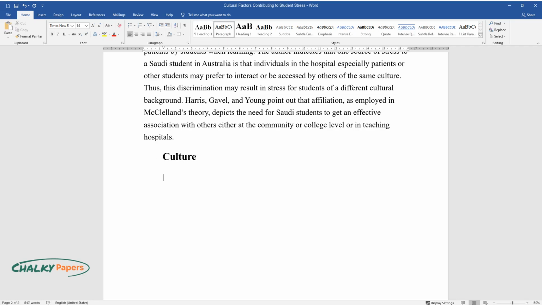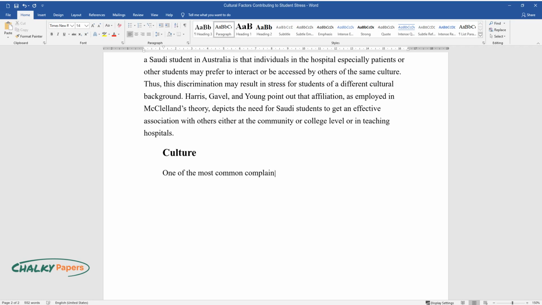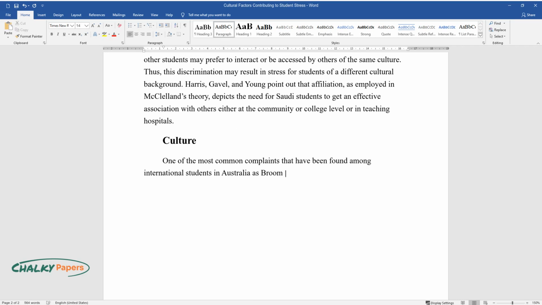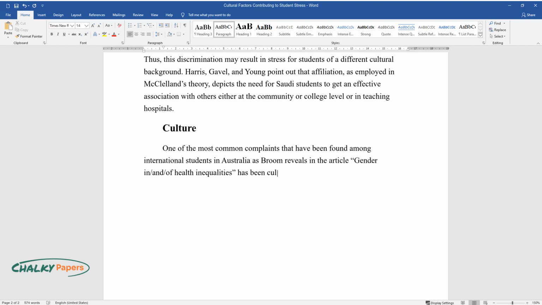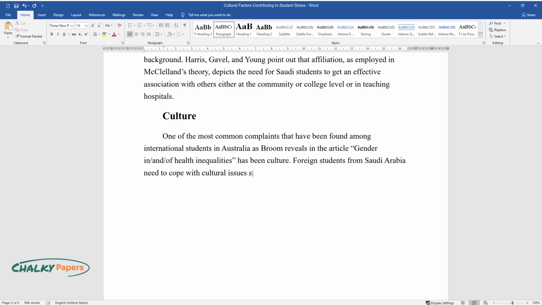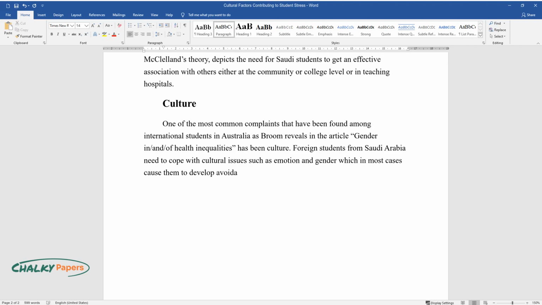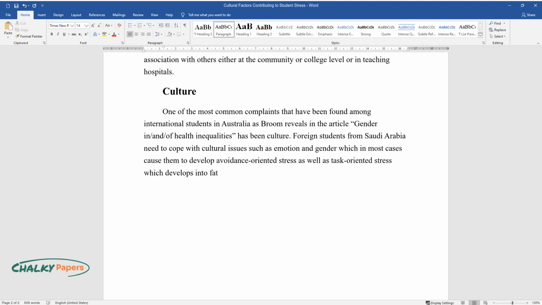Culture. One of the most common complaints that have been found among international students in Australia, as Broom reveals in the article Gender and Slash of Health Inequalities, has been culture. Foreign students from Saudi Arabia need to cope with cultural issues such as emotion and gender, which in most cases cause them to develop avoidance-oriented stress as well as task-oriented stress, which develops into fatigue.